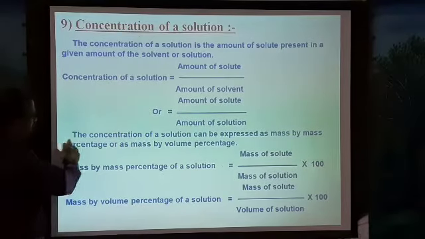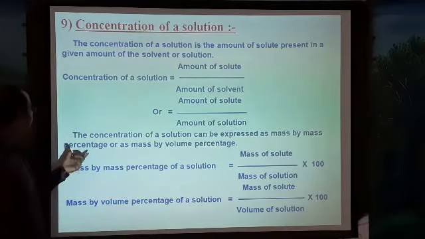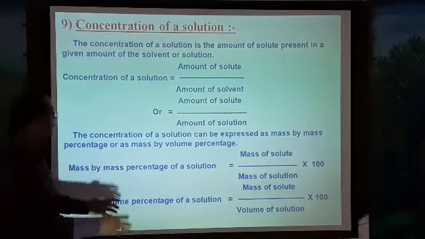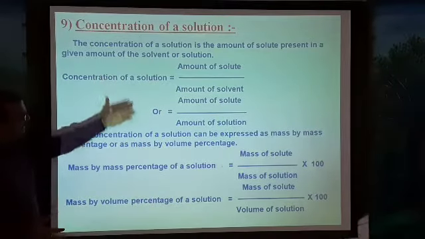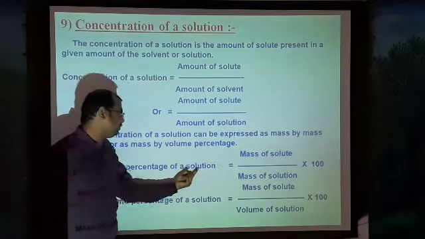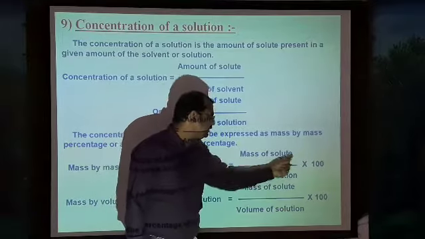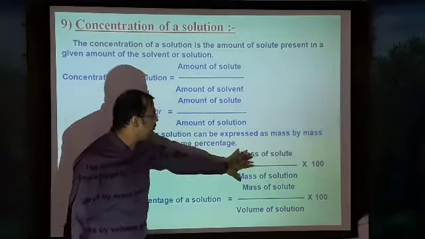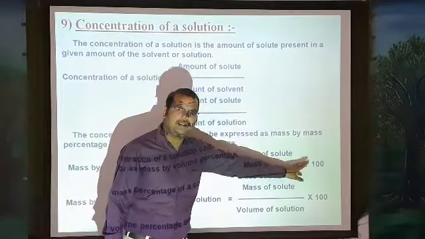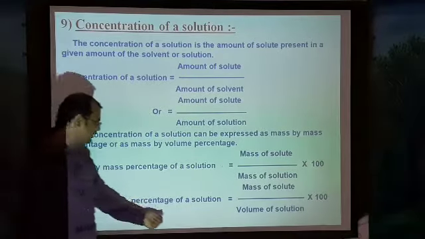Next, the concentration of a solution can be expressed as mass by mass percentage or as mass by volume percentage. The mass by mass percentage of solution is the mass of solute divided by the mass of solution, multiplied by 100. Whenever you want a percentage, you need to multiply with 100. That gives the percentage.